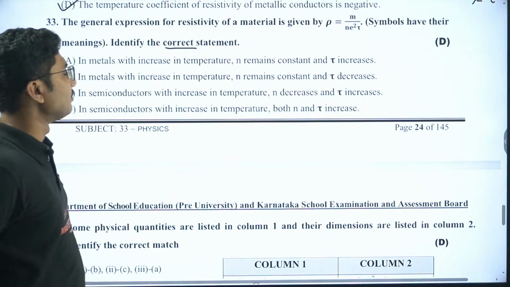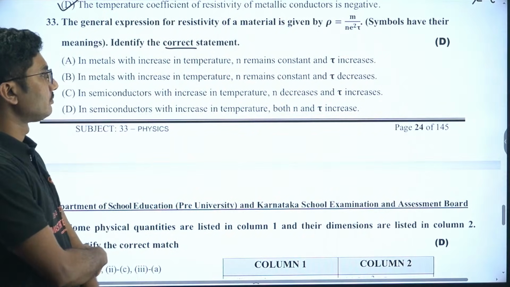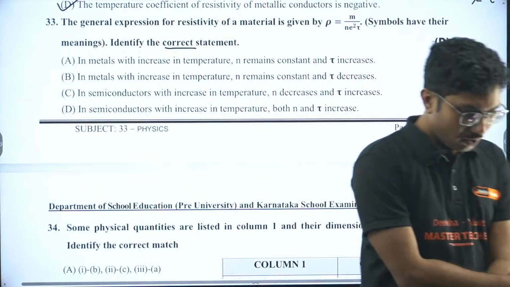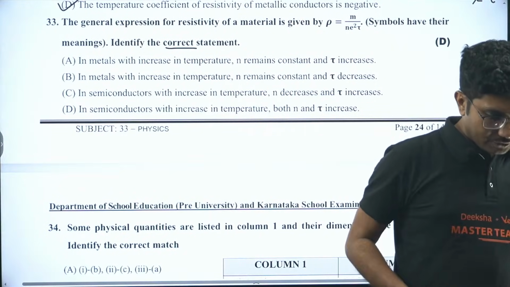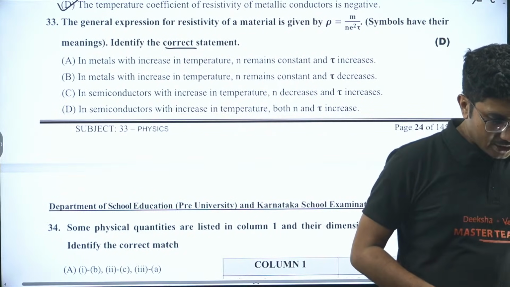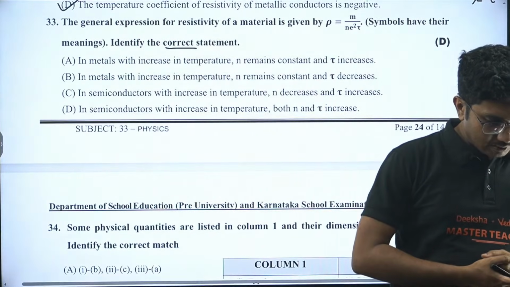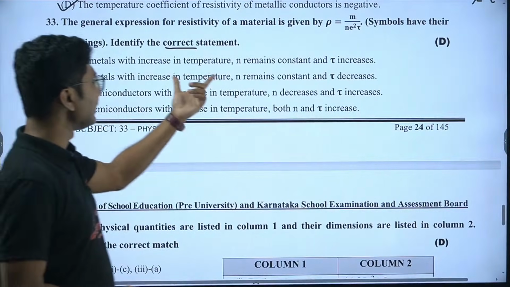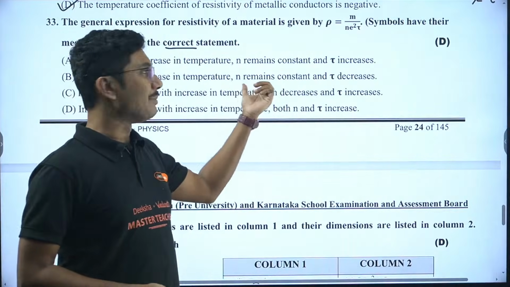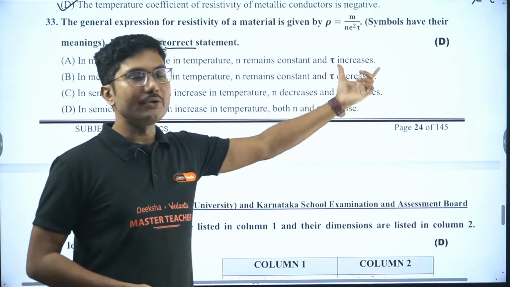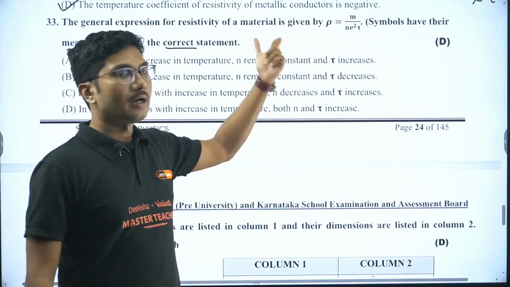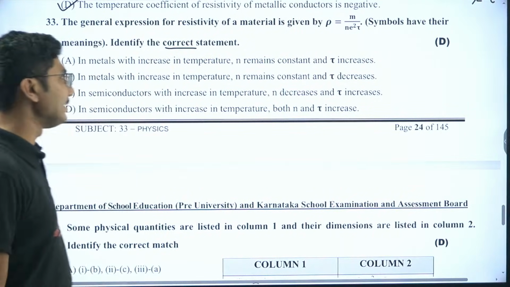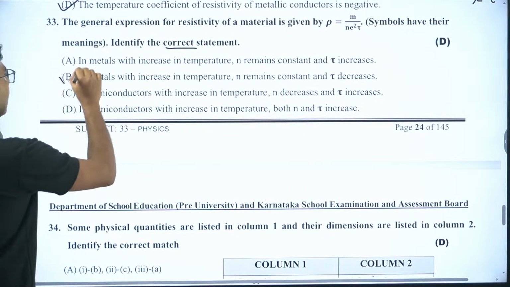Okay, let's see. Option B. Everyone is saying B: Komal, Prakash, Mohammad, Sunita, Mansi. Yes, in metals with increase in temperature, number density remains constant and tau decreases. We already learned that relaxation time decreases with increase in temperature. So definitely that is the correct statement.